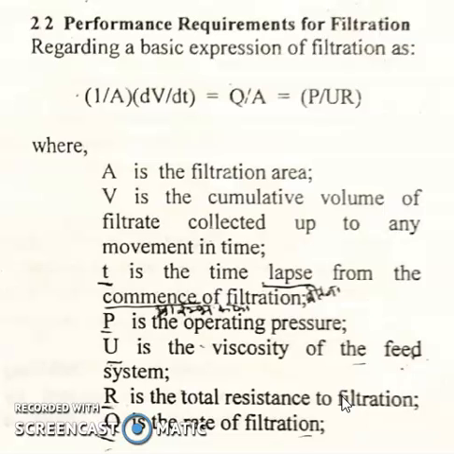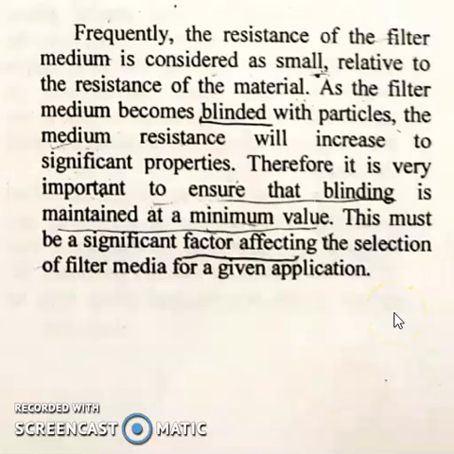Factor R is made of the combined resistance of the material to be filtered, or say filter cake, and the filter medium. And as you know, during filtration, the thickness of filter cake gradually increases, and that way the resistance will increase, and as a result the rate of filtration will accordingly reduce. As you know, the resistance of the filter medium is considered very small relative to the resistance of the material, that is the filter cake.